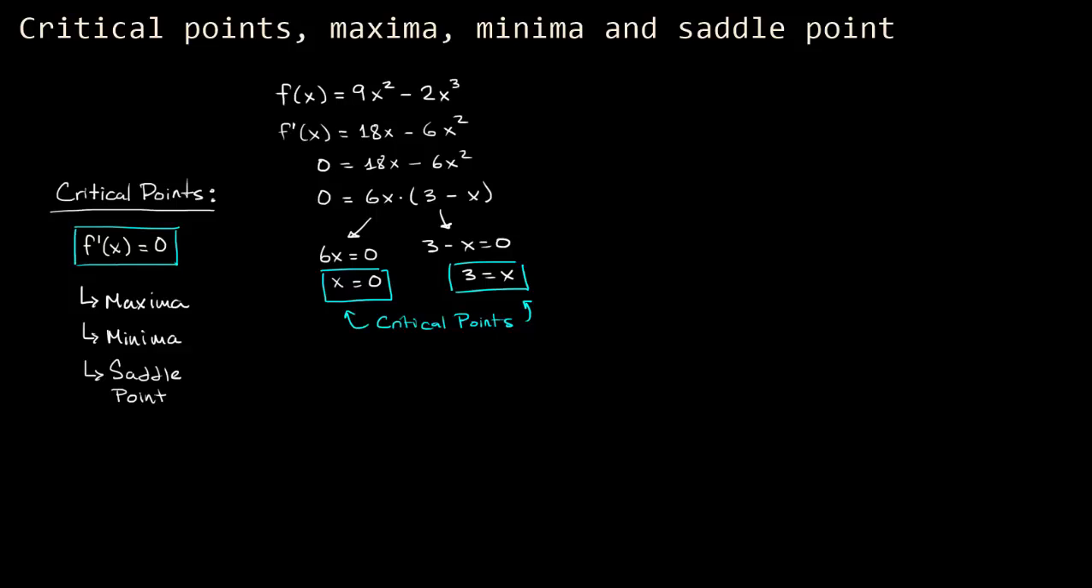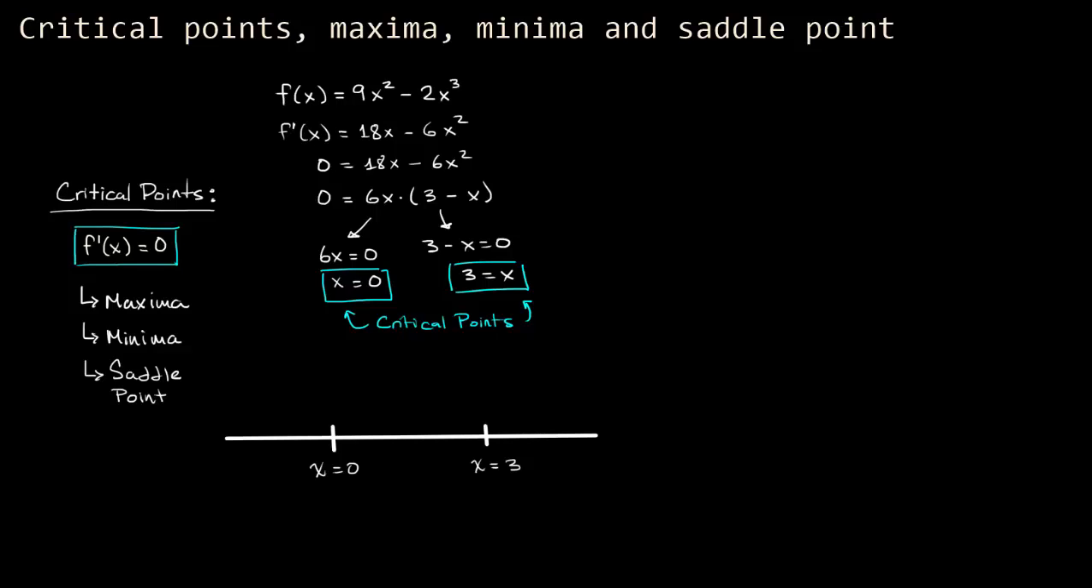Now let's figure out whether they are maxima or minima using the criteria that we studied in the previous video. I'm going to sketch the line and locate both of these points, the 0 and the 3. Here I'm going to locate x equal to 0, and here I'm going to locate the other one, x equal to 3. Now let's make a test.